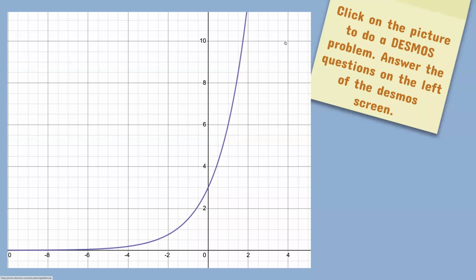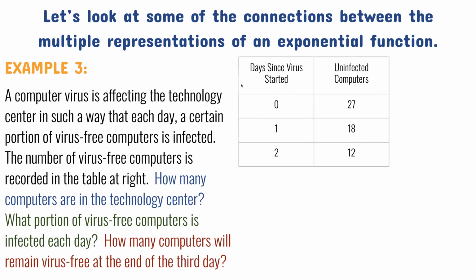Moving on to the third and final word problem. So let's look at another connection, okay? Let's look at this example. A computer virus is affecting the technology center in such a way that each day a certain portion of virus-free computers is infected. The number of virus-free computers is recorded in the table at right. So how many computers are in the technology center? It's asking for how many did we originally start with, and that's 27. And we know that because when x is 0, that is our initial value.